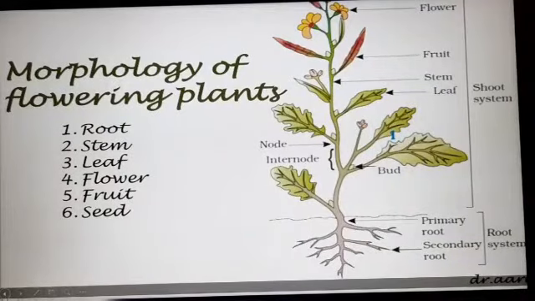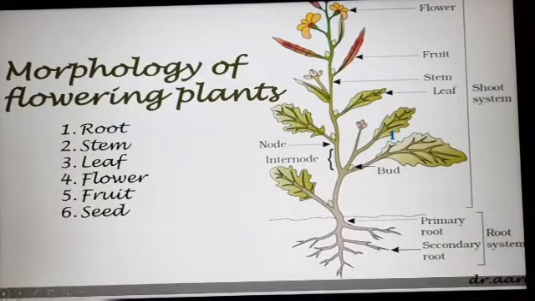Hello students. Today we are going to continue Chapter 5, Morphology of Flowering Plants. Students, in the last class we already discussed plant morphology. What is plant morphology? It deals with the study of the external form and structure of a plant. And we read that all flowering plants have two major systems, the root system and the shoot system.